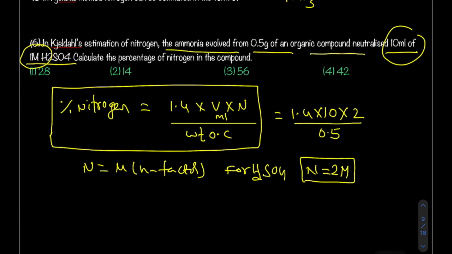Whole divided by the weight of the organic compound given to you. What is the weight of the organic compound given to you here? 0.5. Okay, now 1.4 into 10 into 2 divided by 0.5. So the final answer will be 56% of nitrogen. So this is option number 3. Are you getting my point?